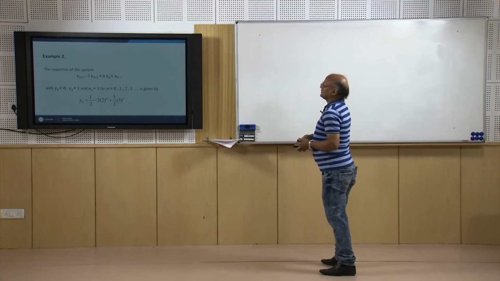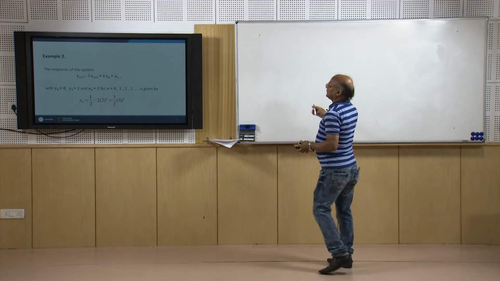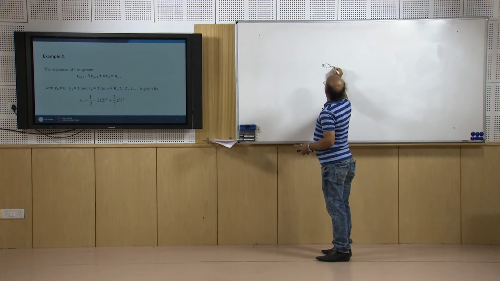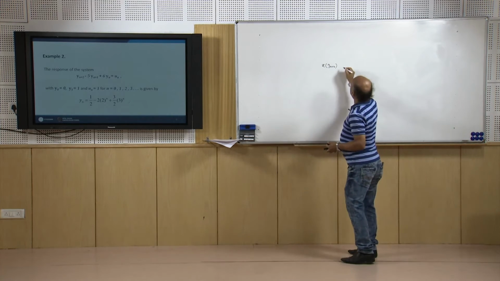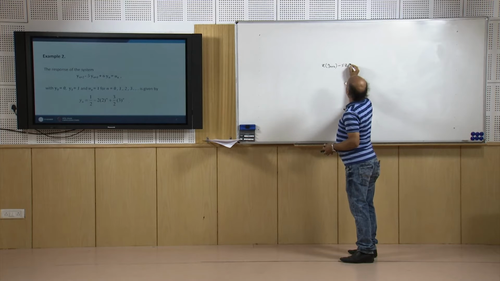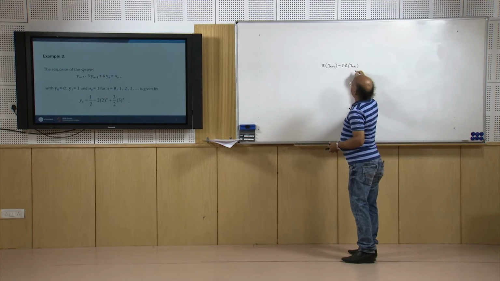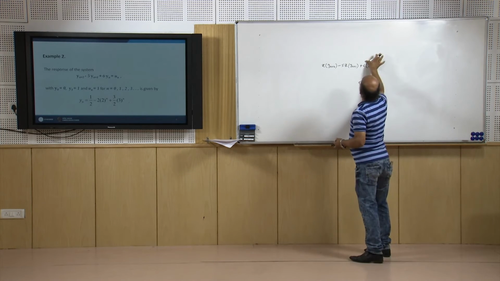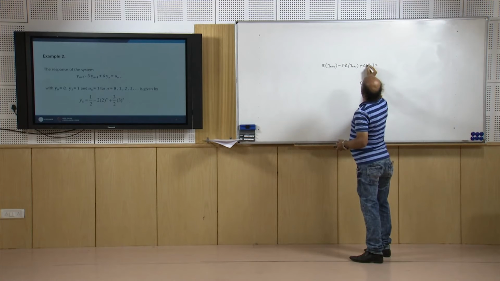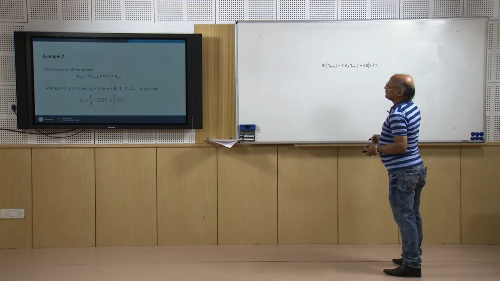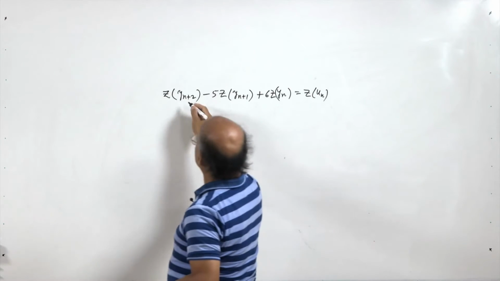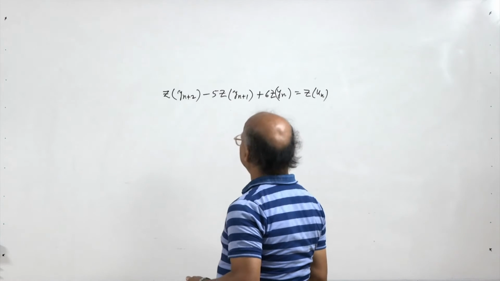So, as usual, let us take the z transform of the given difference equation: z transform of y(n) plus z transform of y(n plus 2), and then we have minus 5 times z transform of y(n plus 1), then we have 6 times z transform of the sequence y(n) equal to the z transform of the unit step sequence u(n). Z transform of y(n plus 2) we can find by the shifting property.